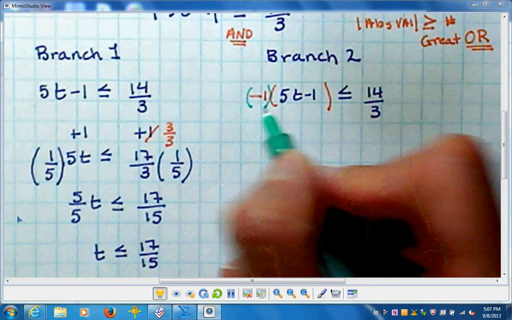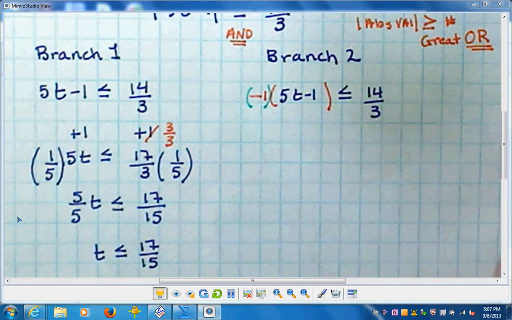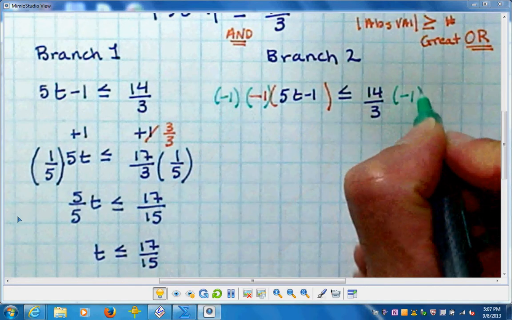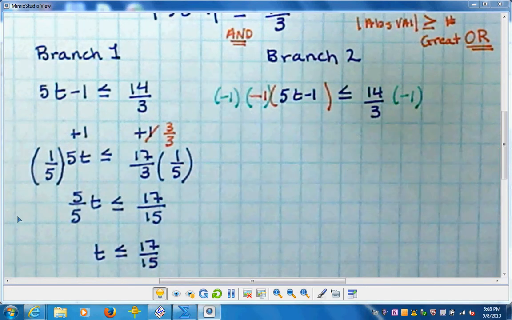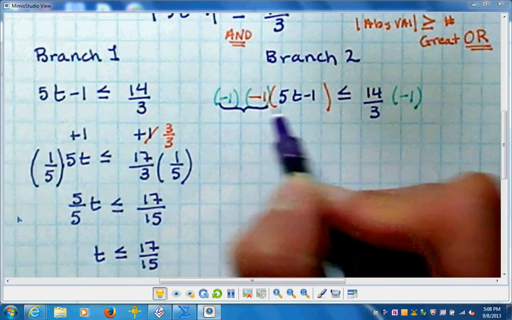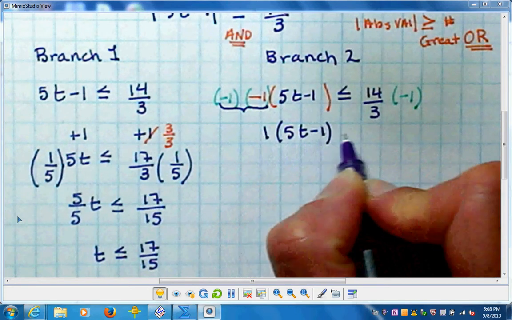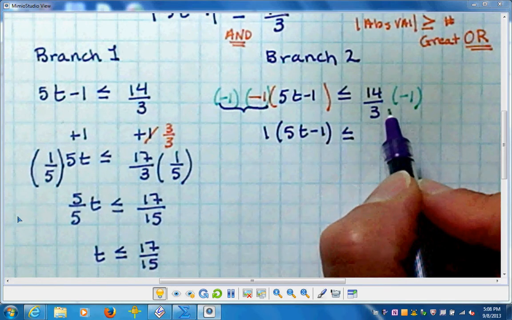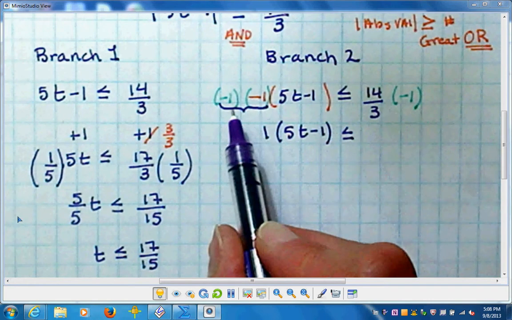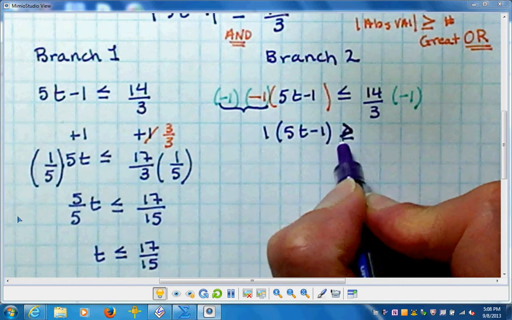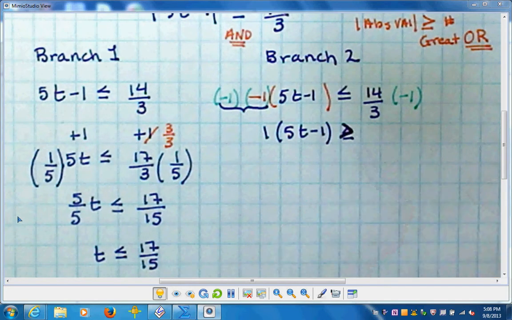So that was my -1. That was just how it was set up to begin with. So now I'm going to multiply -1 on both sides. So that makes this now positive. So this is the same as 1 times 5t minus 1 is less than or equal to, well, this becomes negative. Oops, I've got to remember, since I multiplied this side and this side by negative, my inequality has to flip. It goes the other way.